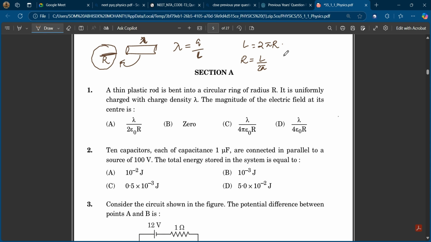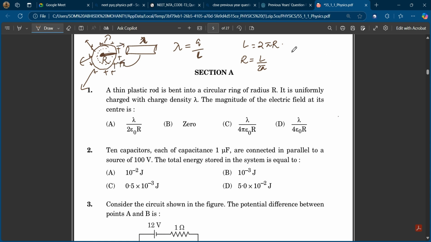Now what is the magnitude of the electric field at its center? The thing about it is, suppose we enclose this. First of all, all the charges, whatever positive and negative, will be on the surface of the circular ring. So there will be no charge at the center. The electric field will be outward and outside the circle, so there will be no electric field inside. At the center there will be no electric field.